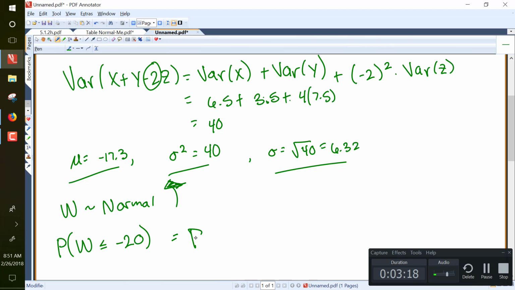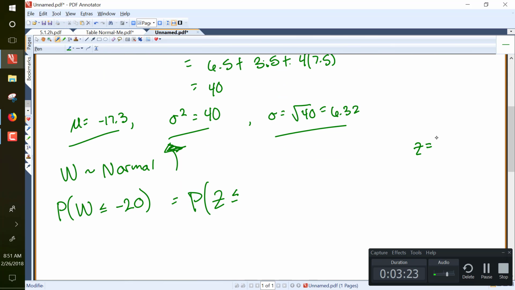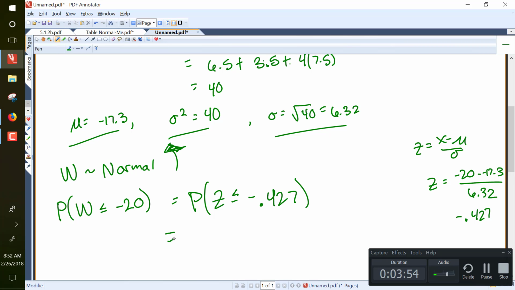So we need to standardize that. So we need to change it to a z. So z is equal to x minus mu over sigma. So in our case, that's x is negative 20, mu is negative 17.3, and our standard deviation is 6.32. So negative 0.427. So we're looking for the probability z is less than or equal to negative 0.427.